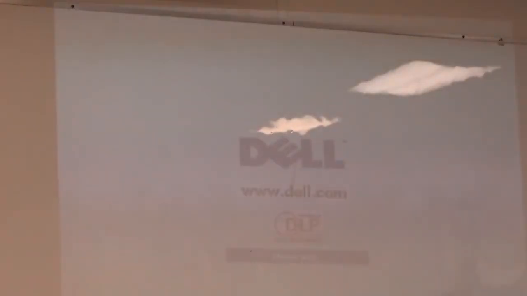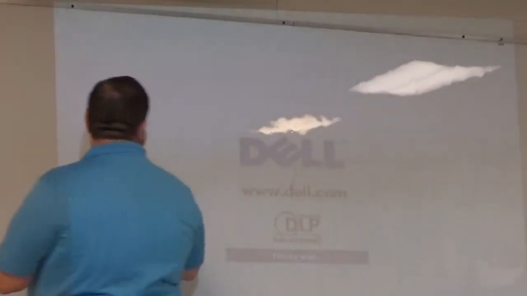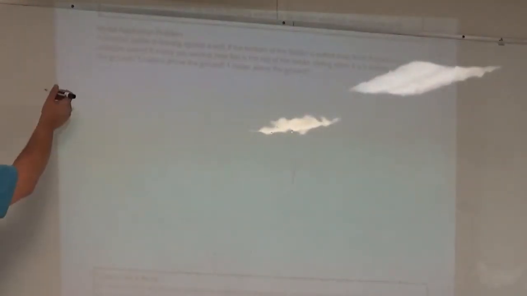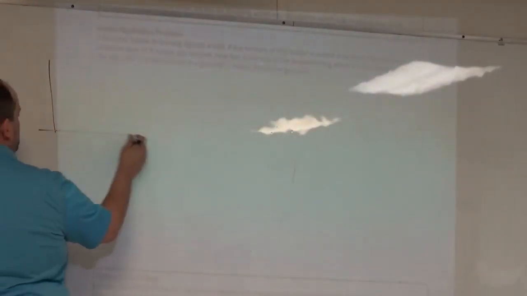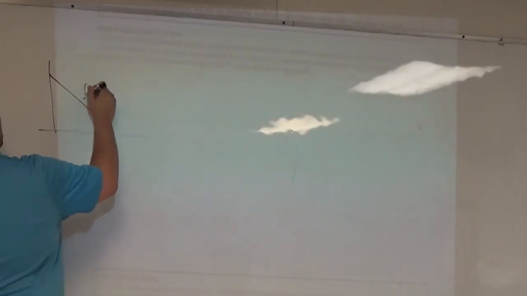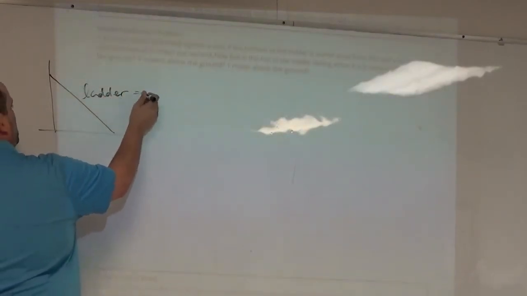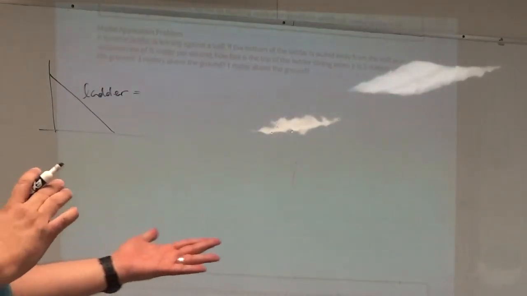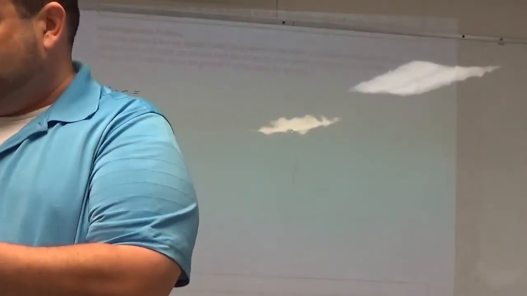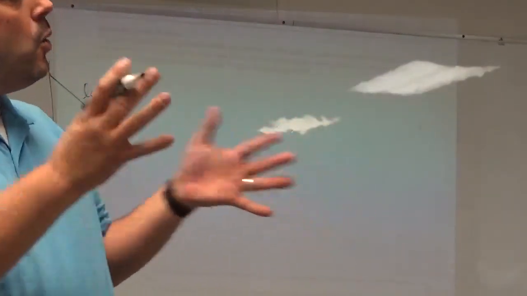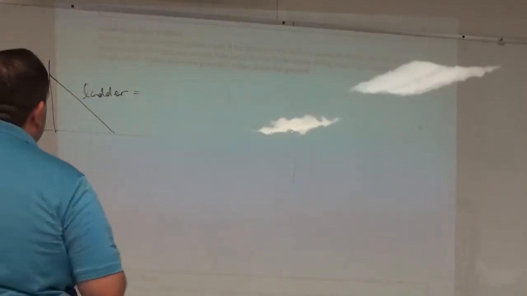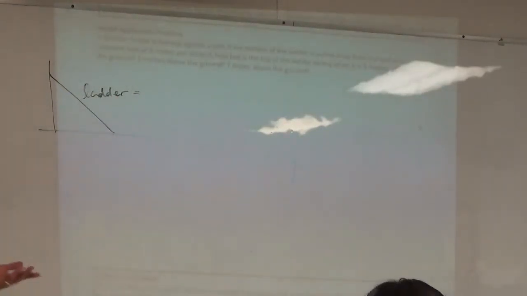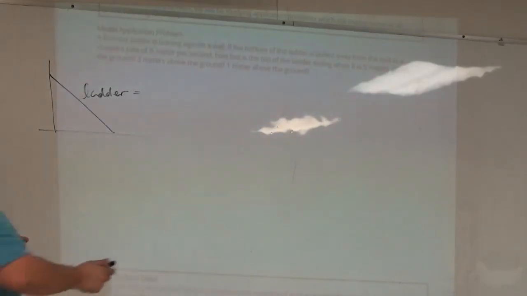So let's set this up. We've got the ladder. Now, the important thing with these related rates questions is we're going to have to figure out what things are always true and what things are sometimes true. What things are going to change, what things are going to stay the same. In this example, the ladder, is the length of the ladder changing or staying the same? It stays the same. It's always 6 feet.